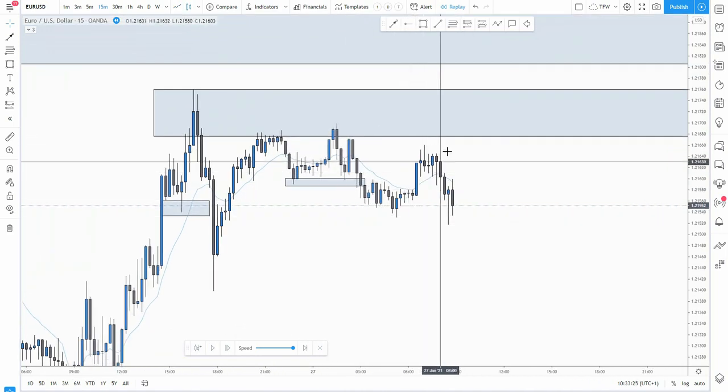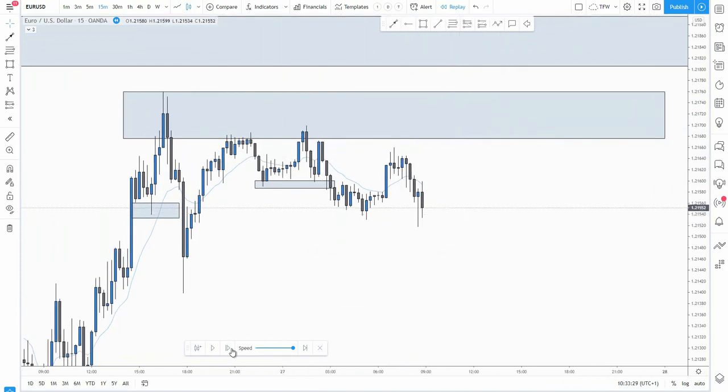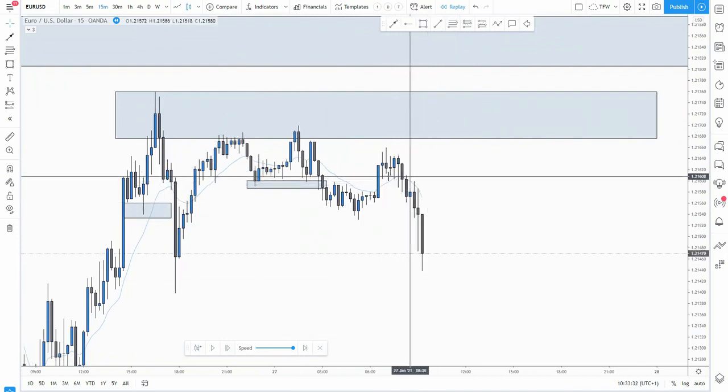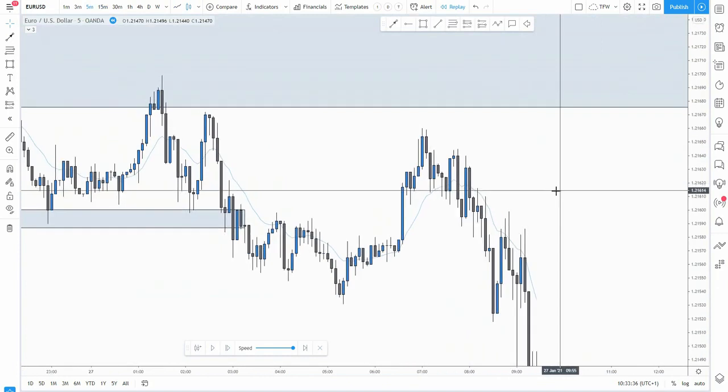We break the structure and then we come again for a lower high and then we start to sell off, right? So your opportunity is basically right there, exactly right here on the retest. If I go to the 5 minutes, have a look, same thing on the 5 minute.